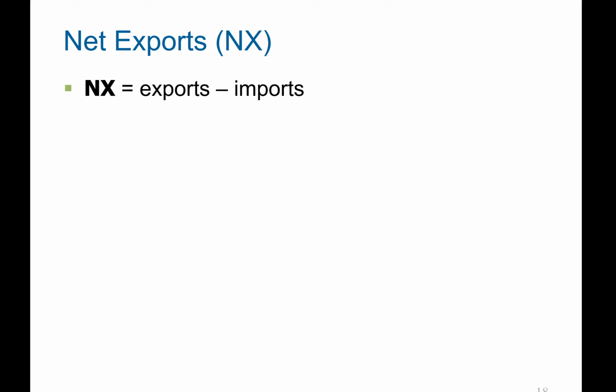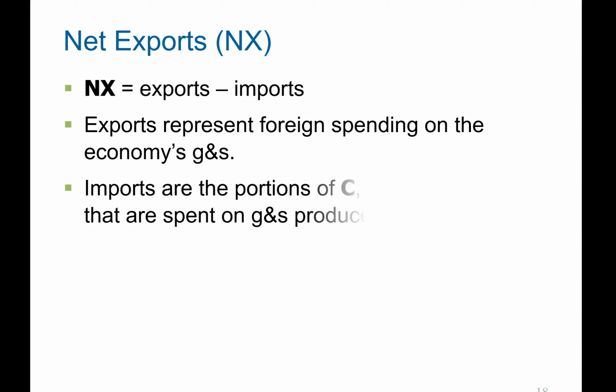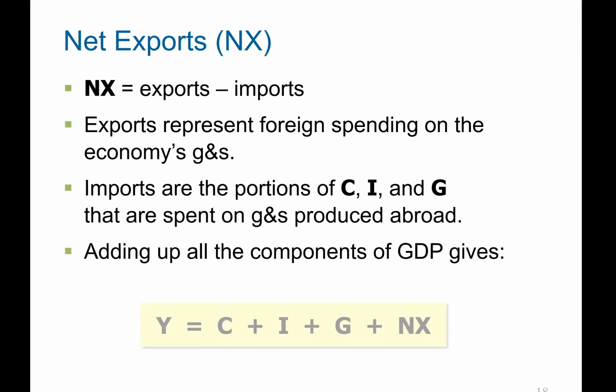Net exports is the last component, and that is exports minus imports. So exports, of course, are foreign spending on what we produce, and imports are what we spend on foreign goods. And so net exports are counted in our GDP. And so that's how we get our equation. Again, GDP is equal to consumption, investment, government purchases, and net exports combined.